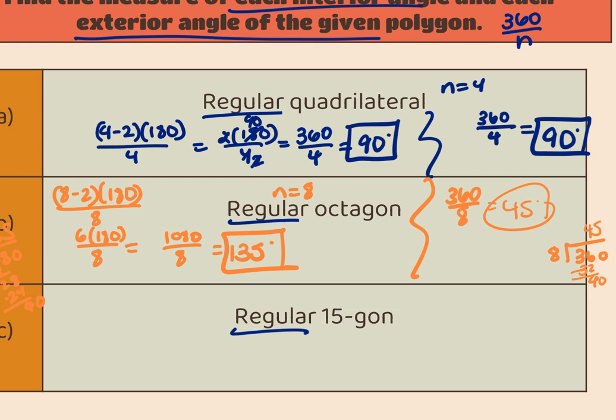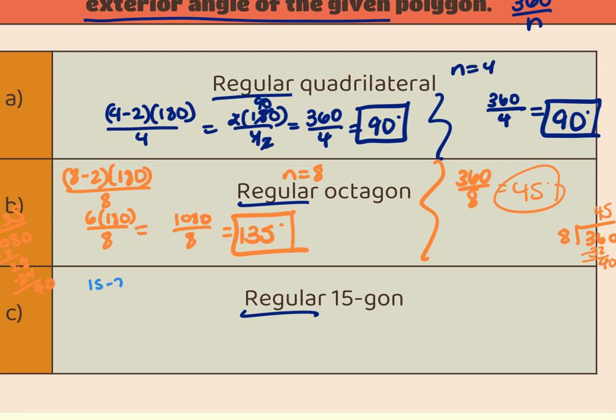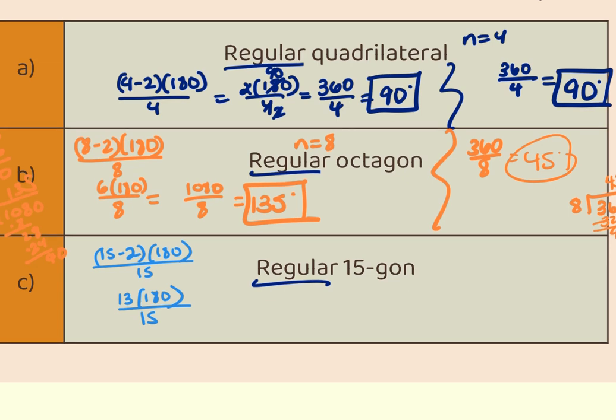And a regular 15-gon. So this would be 15 minus 2 times 180 over 15. This is 13 times 180 over 15. So I can either multiply out that 13, but this time let's try to reduce it. So I know that 5 goes into both 180 and 15. 5 would go into here 3 times, and 5 would go into here 36 times. And then 3 goes in here once, and this 12 times. So now I'm doing 13 times 12, or 156.